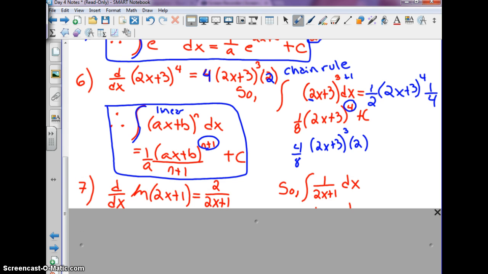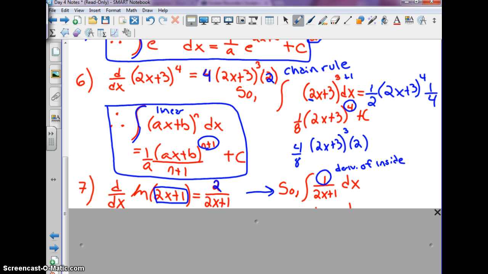And last but not least, rule number 7 deals with the natural log. Let's think first to how I would take the derivative of a natural log. For natural log, we take the derivative of the inside, which is 2, and then I'm going to divide by the original inside, so 2x plus 1. So here's my derivative. If you guys come over here, now let's look at how I would do that backwards. If I have 1 over 2x plus 1, okay, the numerator should come from the derivative of the inside.